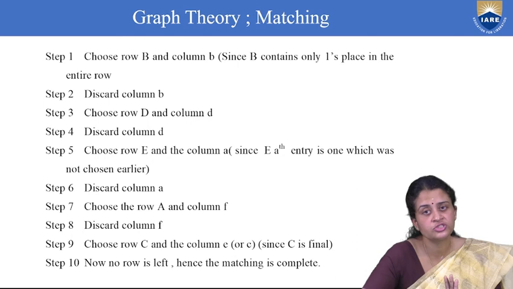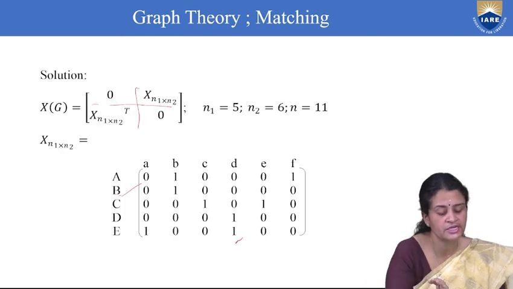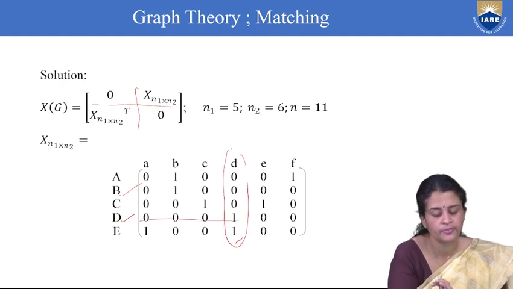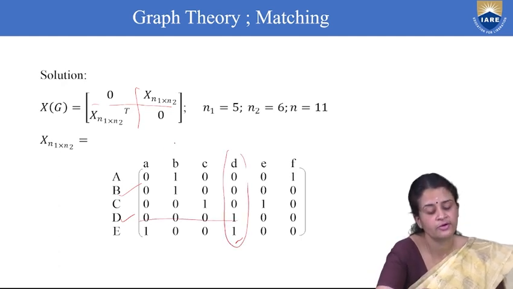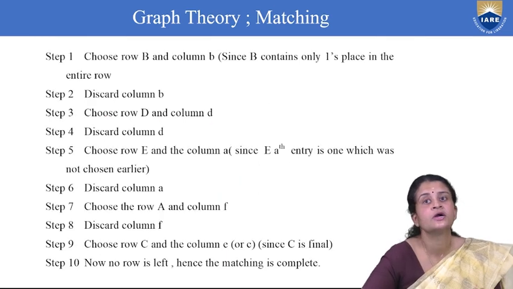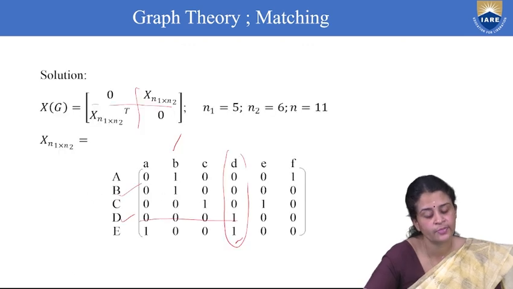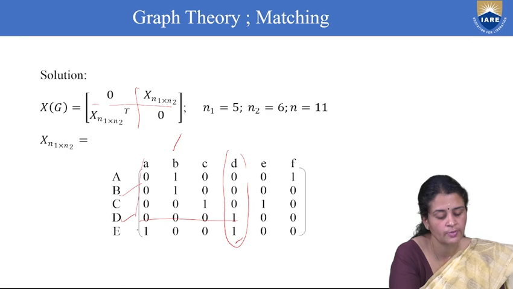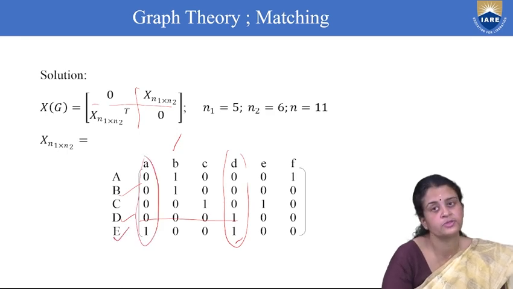And now which row is like that? Now we can choose this D, and choose this row and this column. First we have removed column B and now we are choosing this. Now we take which row has only one 1. Now we can take column E, because column E has only one, so choosing column E and row E.